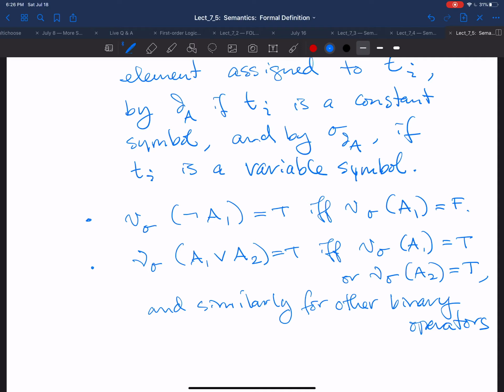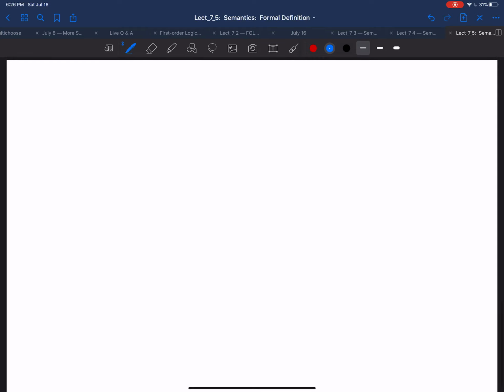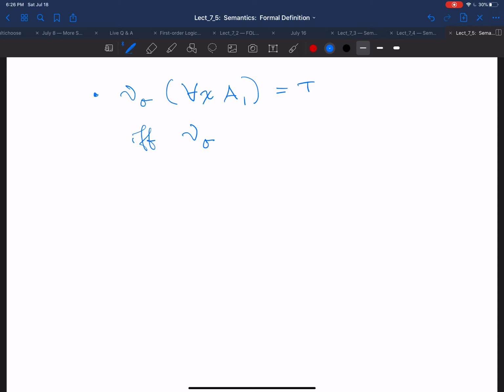So it only remains to give the semantics of the quantifiers. So we'll say that under our interpretation and our assignment, the universally quantified formula for all x A1 will have the truth value t if and only if, when we take the same interpretation and the same assignment, except we consider modifying the assignment that is made to the variable symbol x, the truth value of A1 comes out to be t, no matter what domain element d we reassign x to.